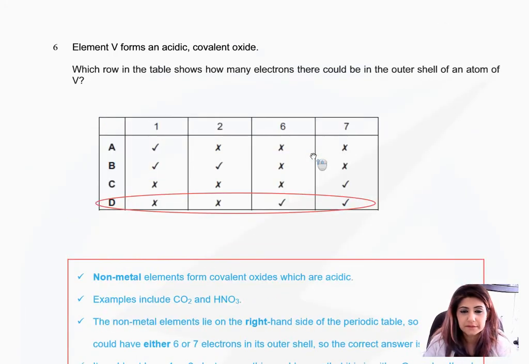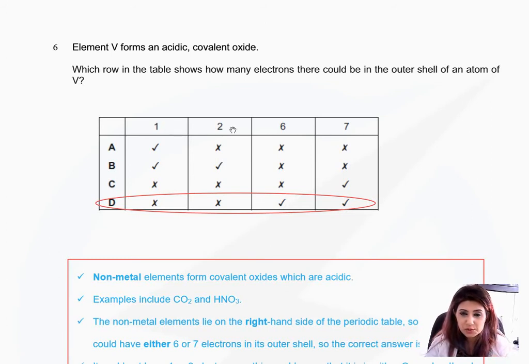6. Element V forms an acidic covalent oxide. The table shows how many electrons could be in the outer shell. To form an acidic oxide, we haven't learned it yet, but it helps when it says covalent. Covalent has to be between non-metals and non-metals. If it is non-metals, you can't have 1 electron in the outer shell, because that would be in group 1, and group 1 are metals.